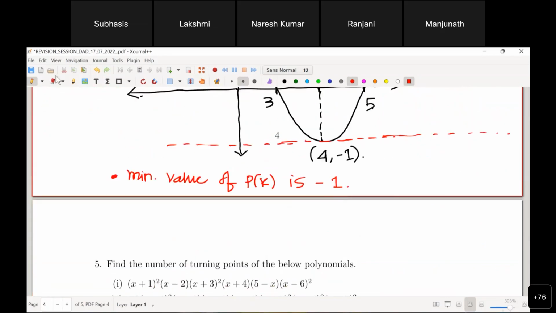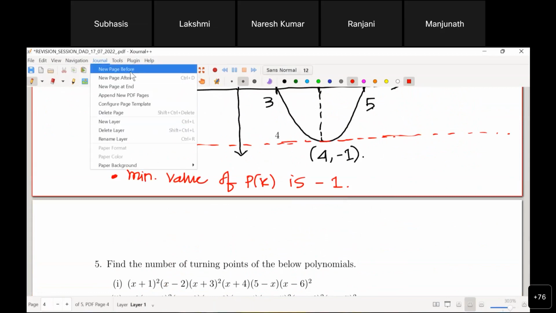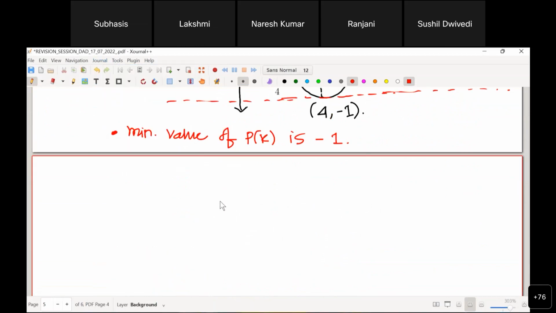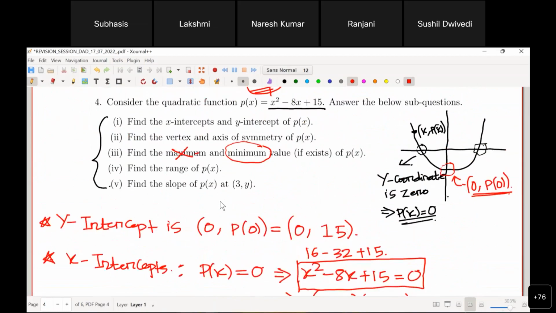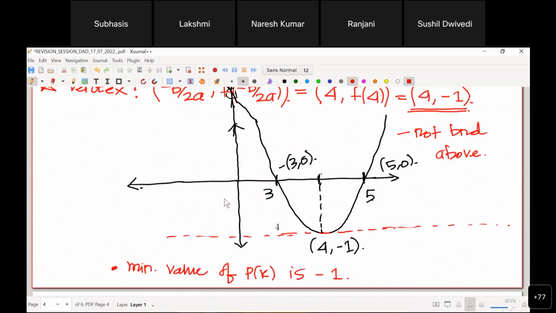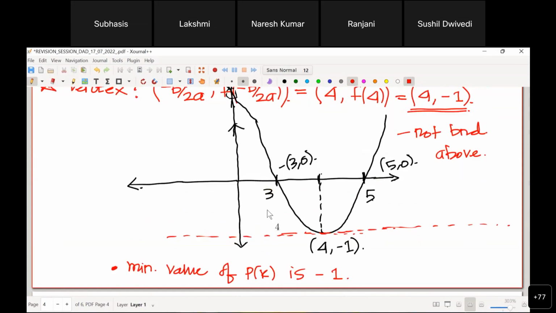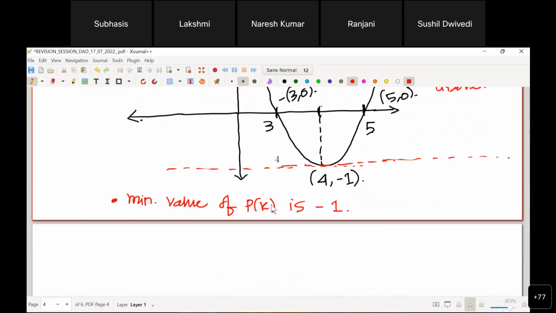So the next question is, what is the range of this polynomial? Any idea how we can compute it? Greater than -1. -1 to infinity, with a closed bracket at -1 and an open bracket at infinity. Correct. As you know, this parabola is bounded below, right? So the parabola cannot take any value which is less than -1, right?